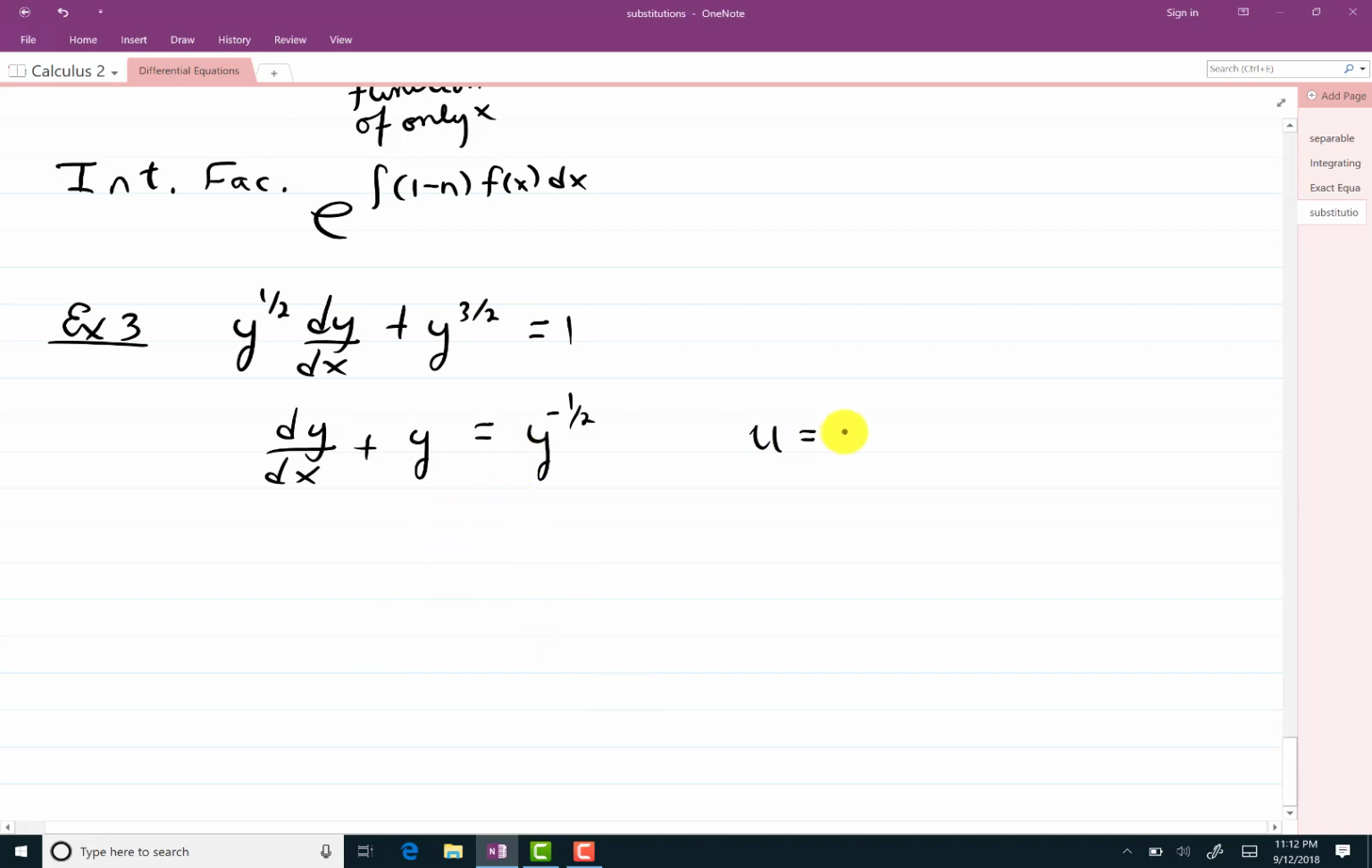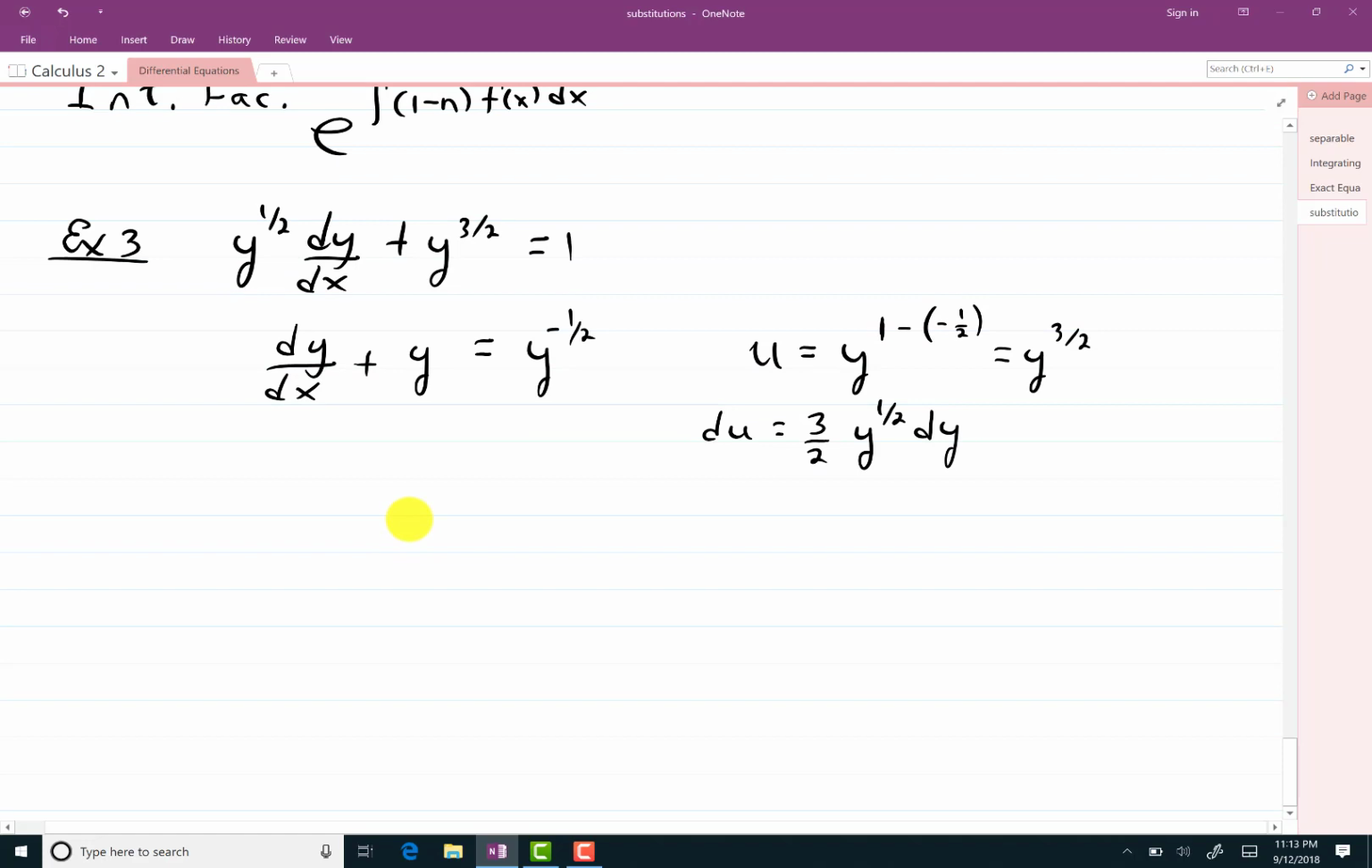u equals y to the 1 minus n. The n here is negative 1/2. So we're going to do 1 minus negative 1/2. And so we'll get y to the 3/2 is what I'm going to allow u to equal. And then when I do du, that's going to equal 3/2 y to the 1/2 dy. I want dy over du actually. So I get 2/3 y to the negative 1/2 equals dy over du.